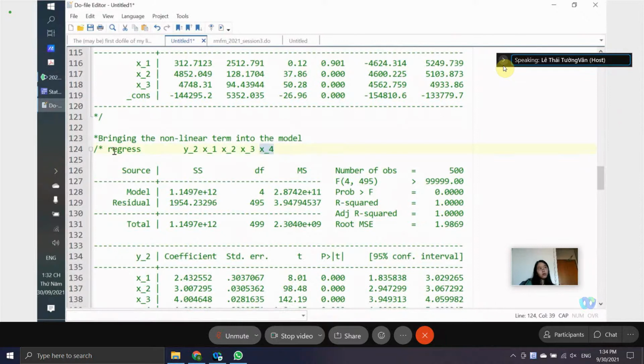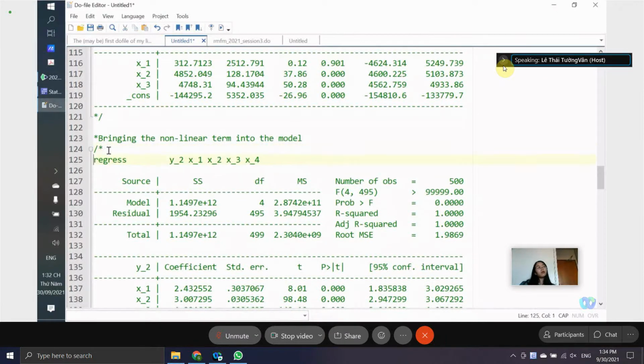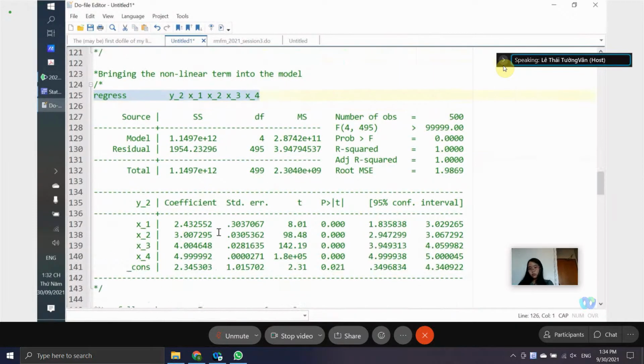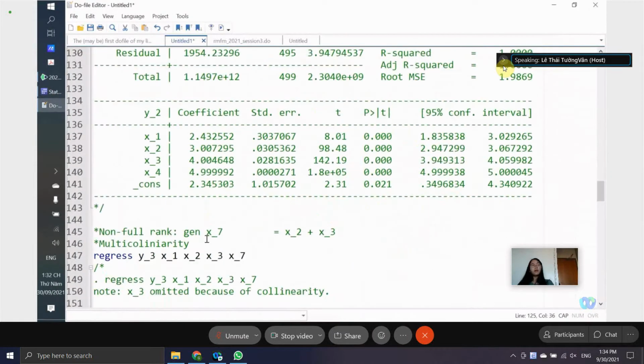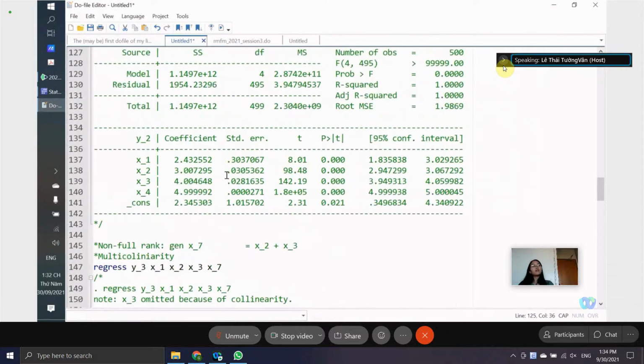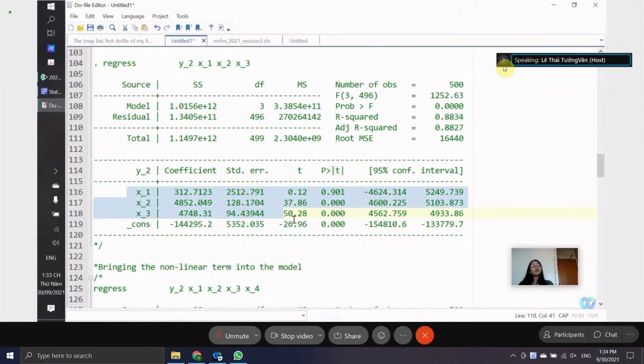However, as long as you bring the linear term into the model, that linear term is x4. If you do the regression of y2 on x1, x2, and x4, you may see, this is something I have done, and I come back here, you may see that the results are very precise. So when the model is not linear and we assume them to be linear, the probability that we get it wrong, that the coefficients are totally different, is there.